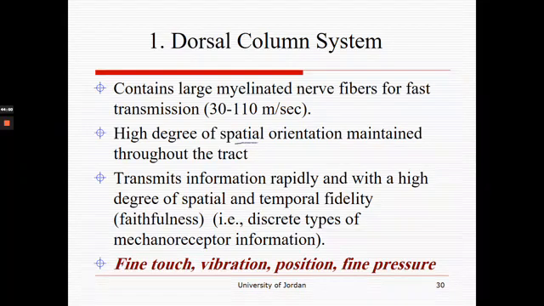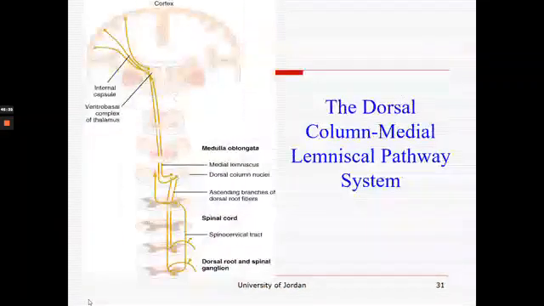Spatial means position, and throughout the tract this is called spatial fidelity. They transmit information rapidly and with a high degree of spatial and temporal fidelity. Spatial means position, place, and temporal means time; fidelity means faithfulness, i.e. discrete types of mechanoreceptive information. What they transmit: fine touch, fine pressure, vibration, position, and stereognosis. We will come to that in a minute. So this is the characteristic of this type of tract.